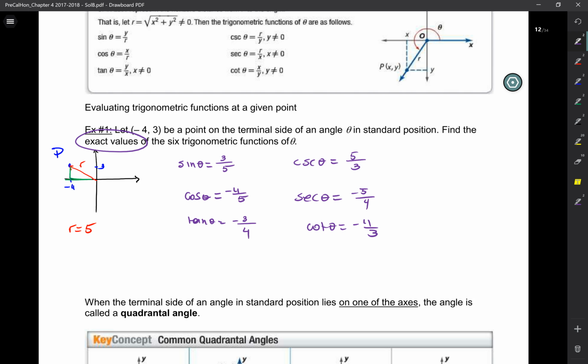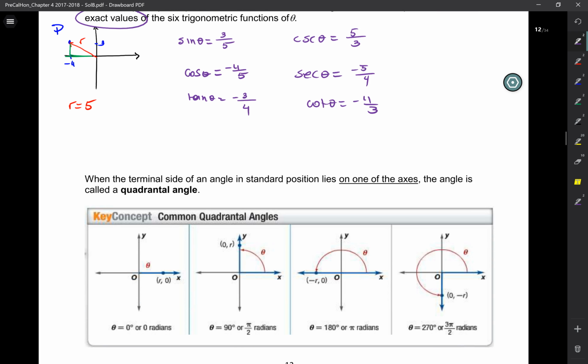Okay. That leads us to quadrantal angles. This is only some of the time that an angle can land there. There is a huge amount of chance that the angle will land on either the x-axis or the y-axis. In that case, we call those quadrantal angles. So when the terminal side lies on one of the axes, we call that a quadrantal angle.